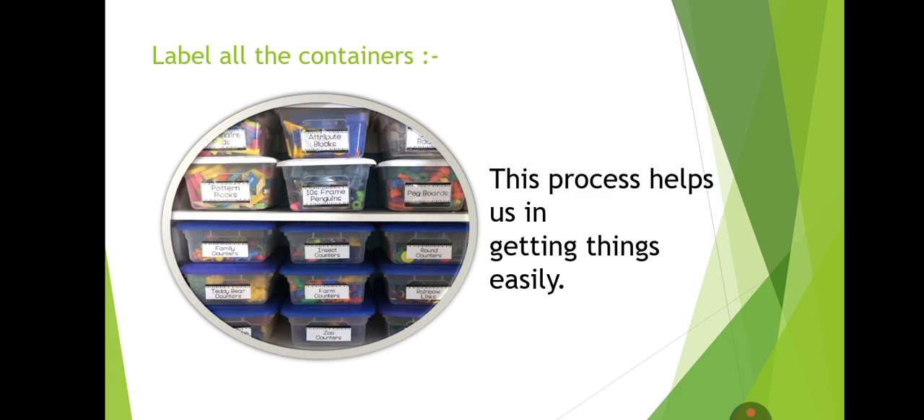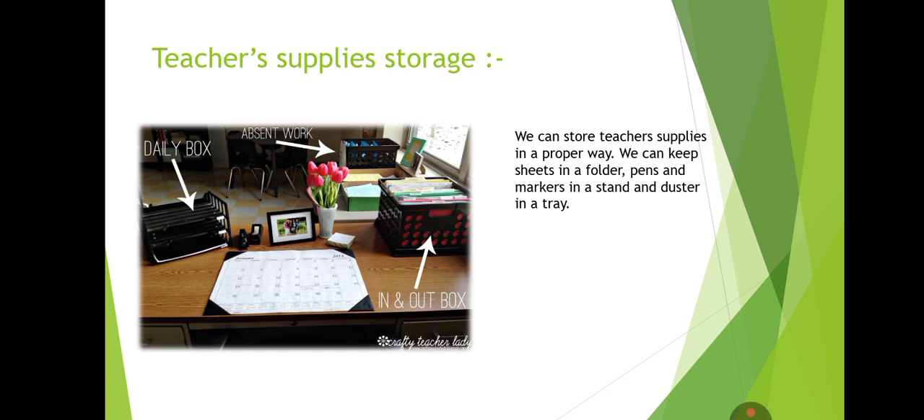We can mention the name of the object, so it will be very easy to find. Next is teachers' supply storage. It's a very important part that a teacher can easily choose things they require, like TLM, etc. So it will be very easy to teach one's topic in the class. We can store teachers' supplies in a proper way. We can keep sheets in a folder, pens and markers in a stand, and duster in a tray. This is the way to set out the class as well as the teacher section. That's very important because the teacher is the main part of the teaching and learning process.